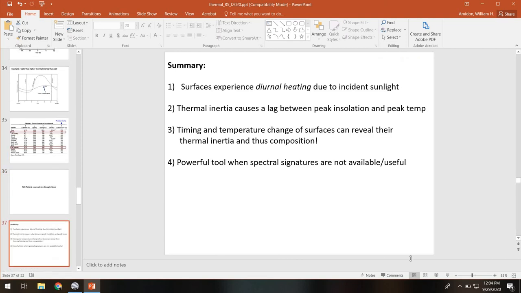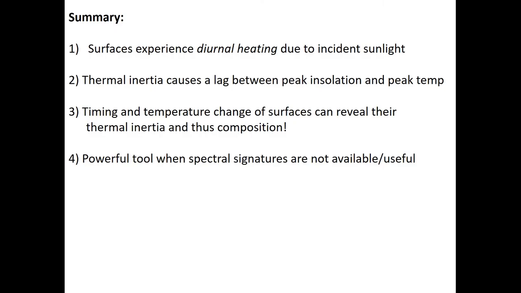Great. So in summary, surfaces experience diurnal heating, right? They get cold and hot throughout the course of the day as the sun rises and falls. Thermal inertia causes a lag between the peak insolation of the sun and the peak temperature. So things with higher thermal inertia are slower to change, so they tend to lag behind the sun, and they don't get as hot. The timing and temperature change of the surfaces can reveal their thermal inertia and thus their composition.